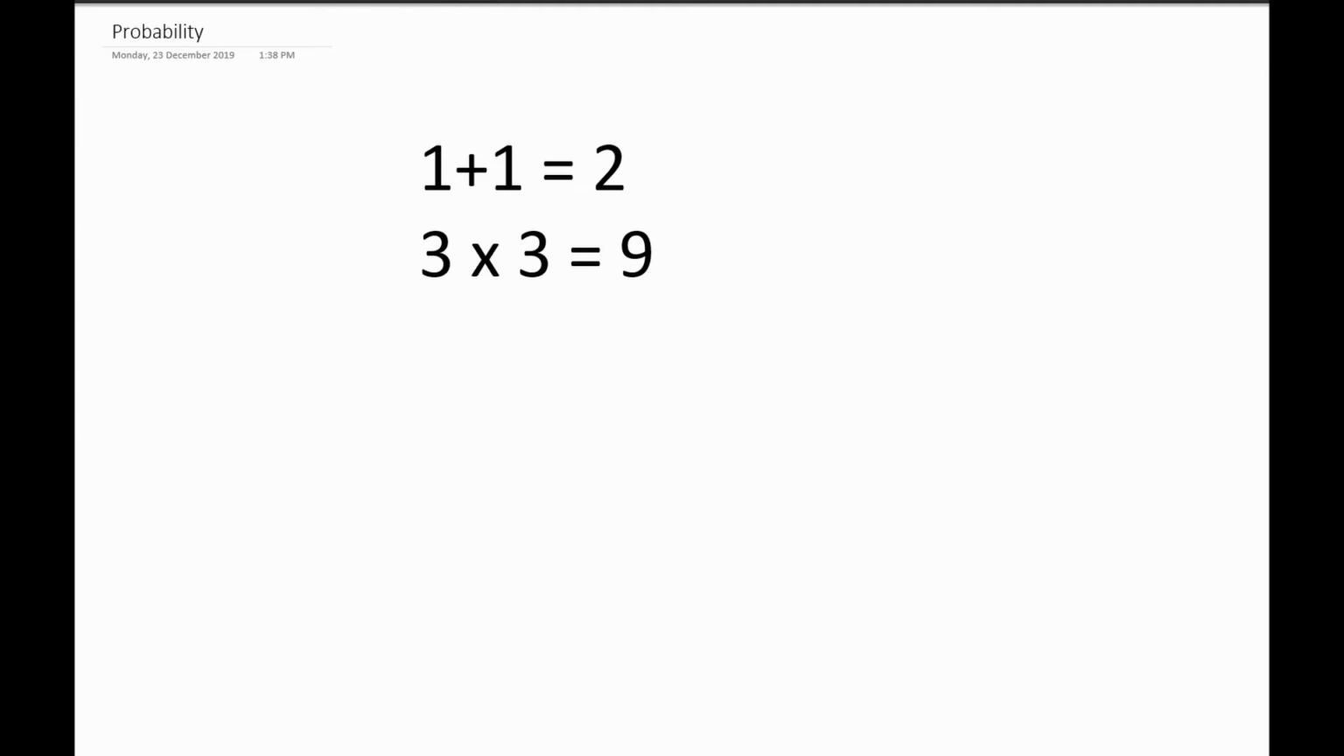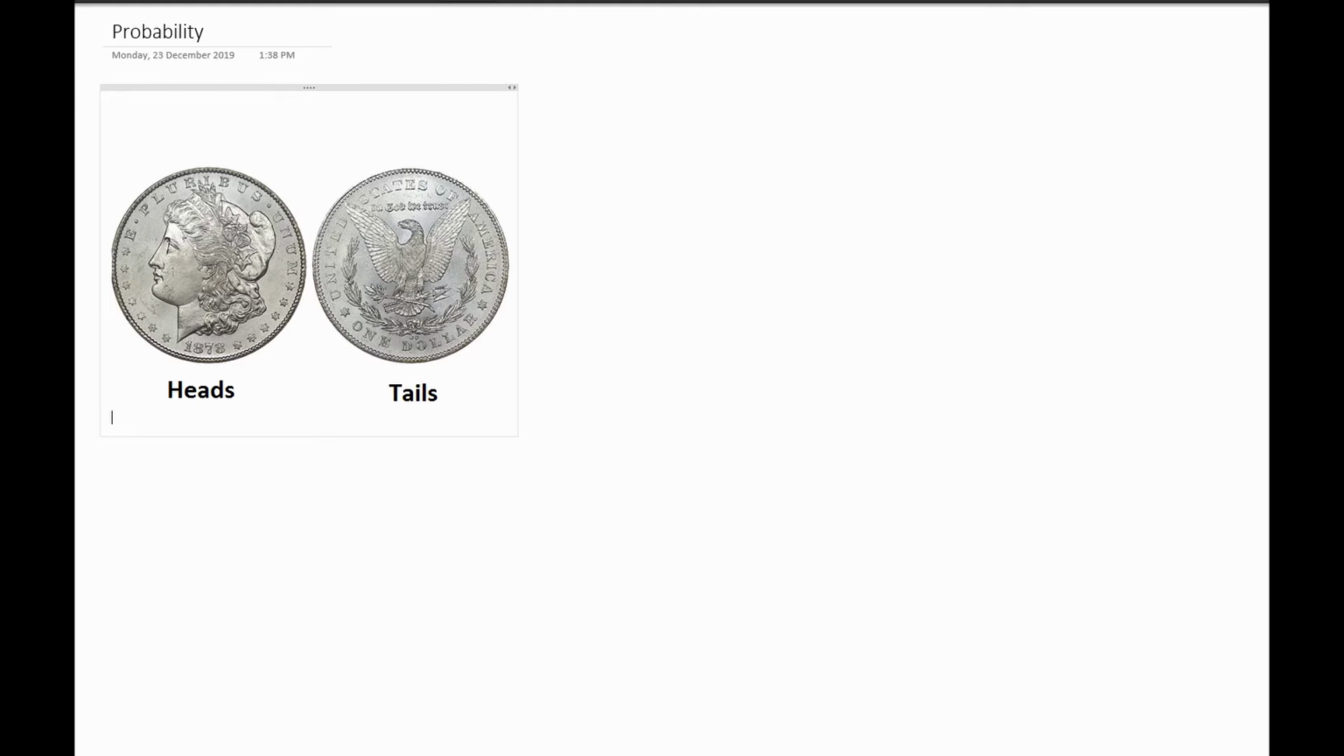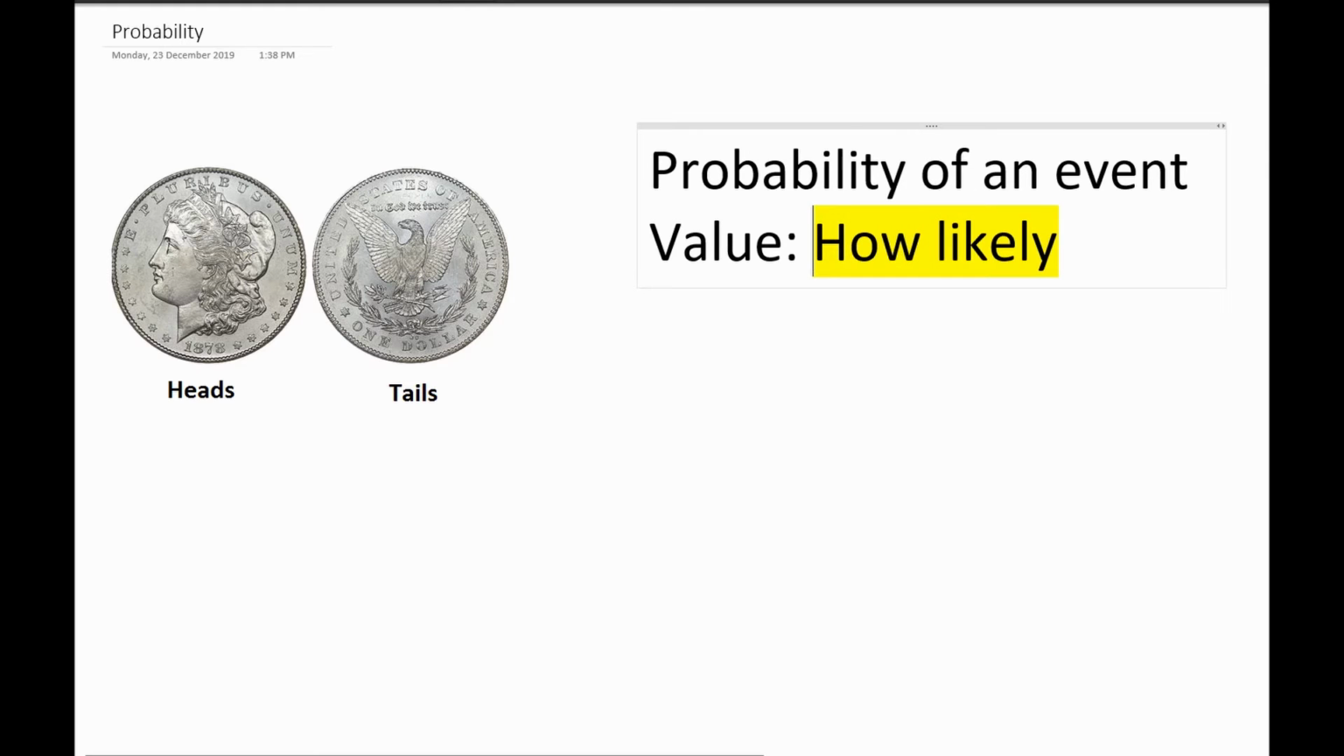But there are also things in real life situations that only sometimes happen. What do I mean by this? For these equations, they always happen. But what we will discuss today is the things that only sometimes happen. So if I give you a coin and the coin has heads and tails, what's the chance of you getting heads or getting tails if you toss the coin?